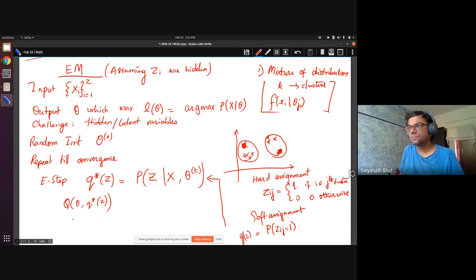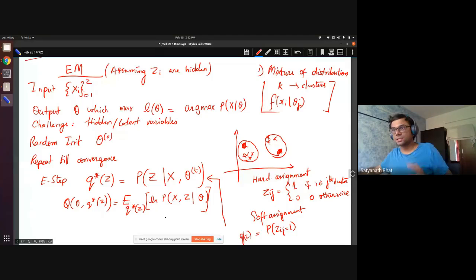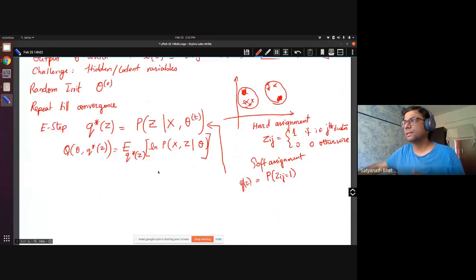So this is given by the expectation which is taken with respect to Q star of Z, log of... This is a tricky thing for you to understand. This is the most complicated step in the EM algorithm, but let me try to tell it clearly. Basically, you look at theta as a free variable.